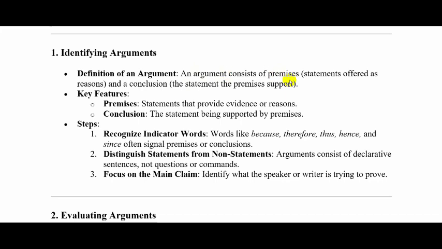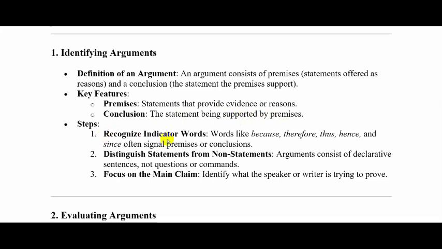So from these premises we come to a conclusion. So an argument is nothing but it consists of a set of premises, a number of premises, one or more premises, and a conclusion which comes from those premises. So the key features of arguments is that it consists of premises and conclusion. Premises are statements that provide evidence or reasons, and conclusion is the statement being supported by those premises.